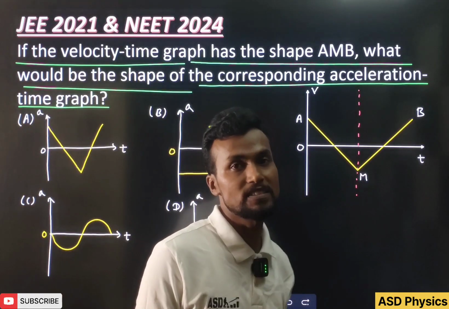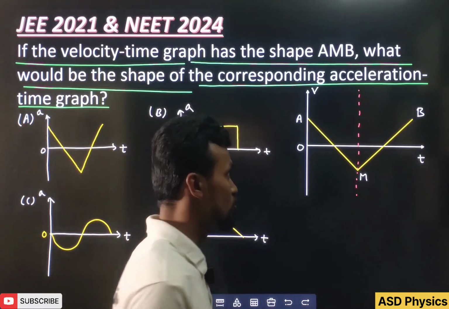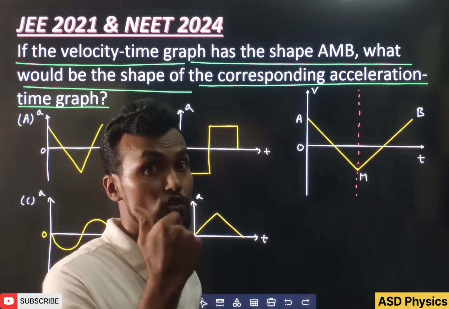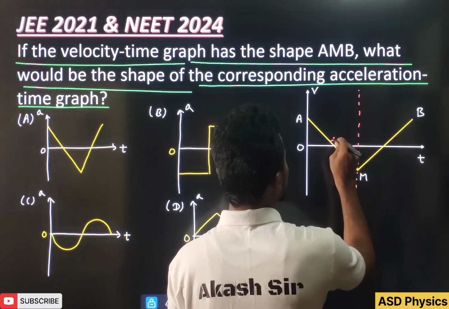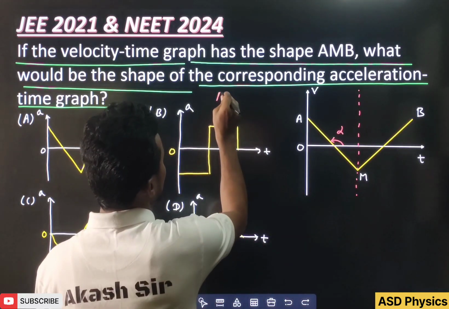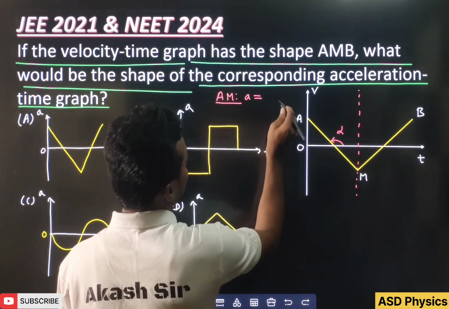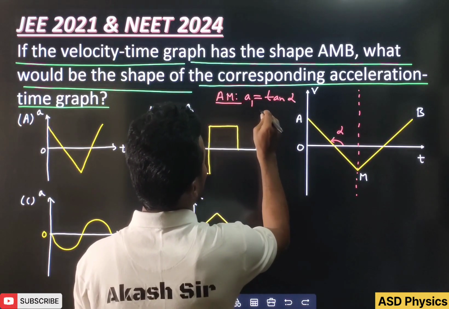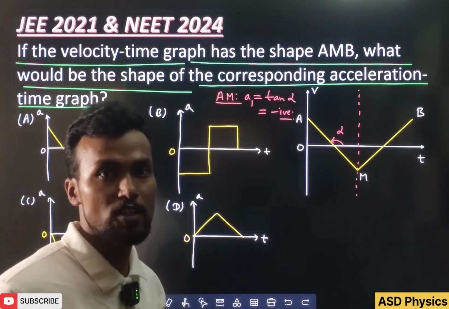This represents uniform acceleration. Whenever the velocity time graph is an inclined straight line, that represents uniform acceleration. Uniform acceleration means constant acceleration, but it may be positive, it may be negative. Remember, let's take this angle alpha. This angle is an obtuse angle. So A to M acceleration A1 we can write as tan alpha. Alpha is an obtuse angle, that means slope will be negative, acceleration will also be negative.